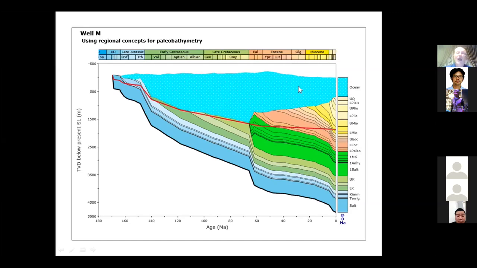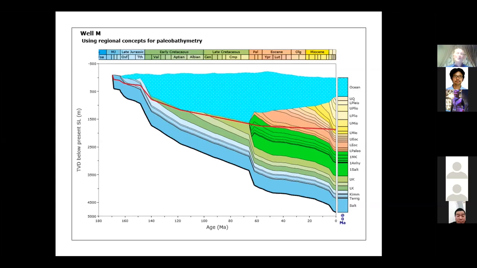And what we think happened was that a lot of the biostrat, the bugs they were using, were reworked from shallow shelf environments of the same age, and they were not reflecting the water depth at this location. And so this gave us an alternative to working with bad data.